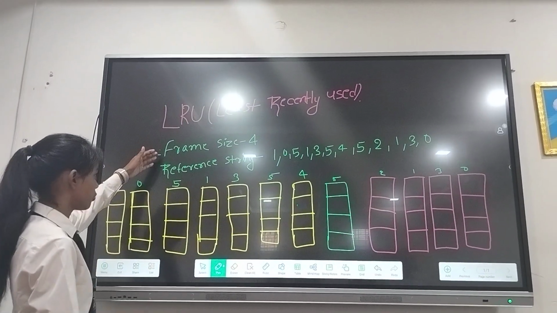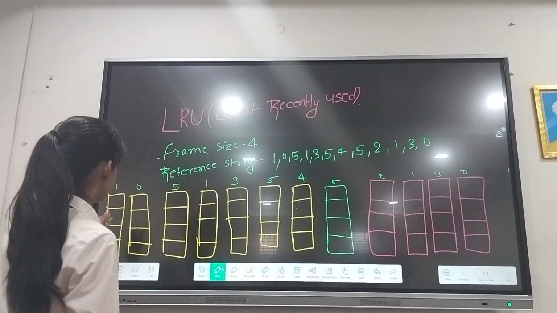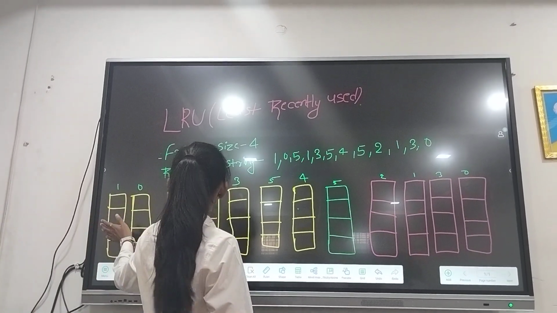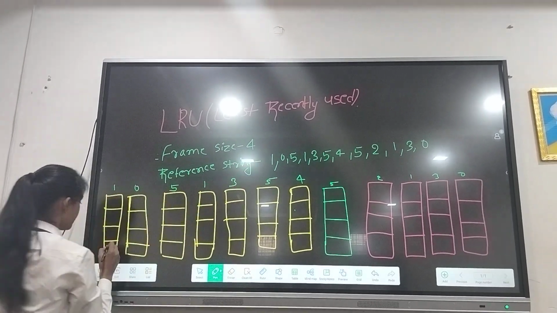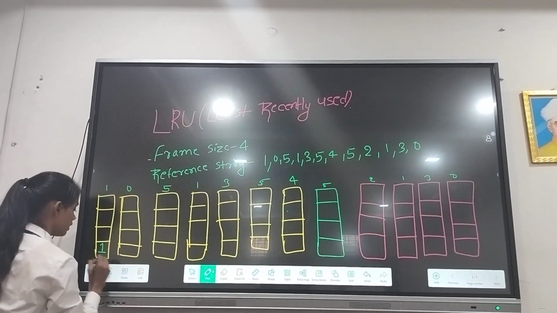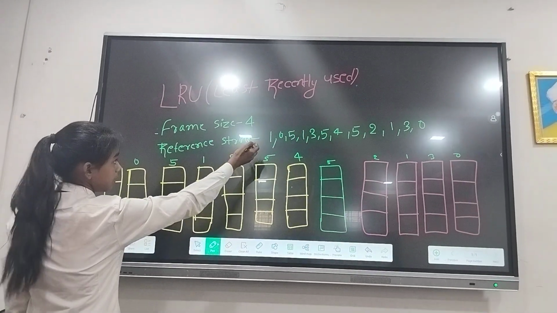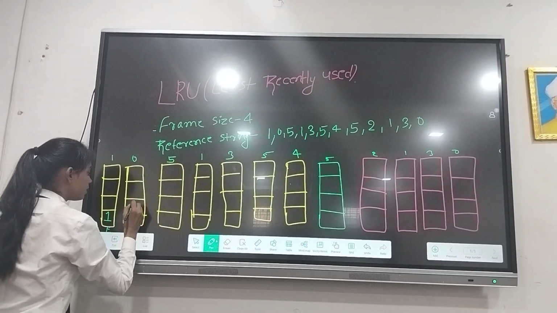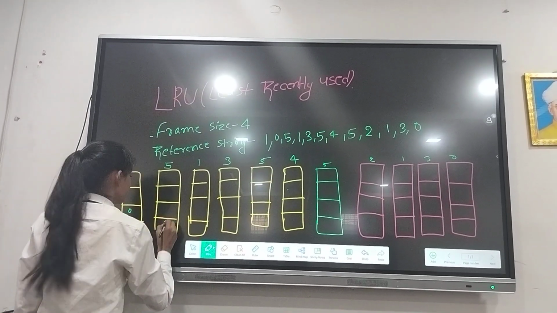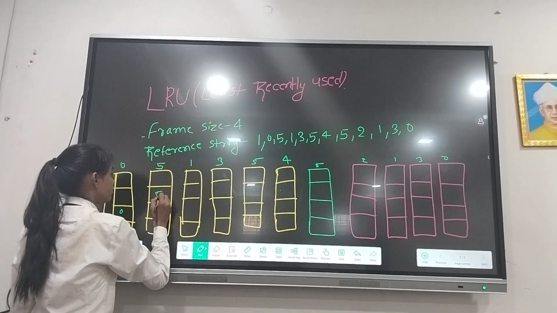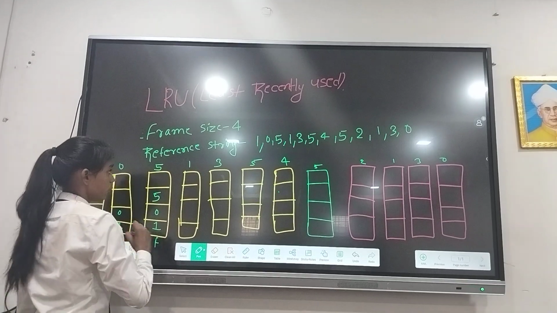Here the frame size is 4 and the reference string is given. As you can see, at the initial stage all the frames are empty. So if we call page number 1, there will be a page fault, and another one is page number 0, so it will also be a page fault because it is not in the frame. Then page number 5, it is also not in the frame, so there will also be a page fault.